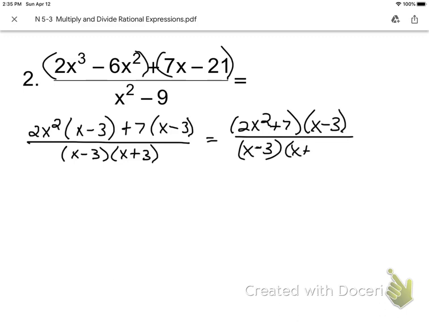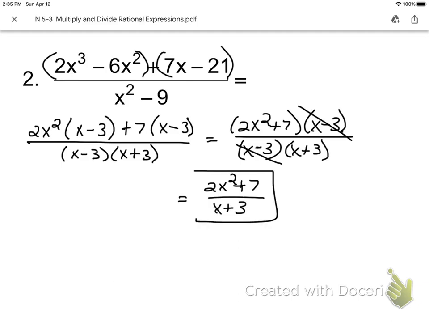x plus 3. And of course, what matches exactly? The identical factors are the 2 that are x minus 3. I can't factor anything else anymore, and so your final answer is 2x squared plus 7 over x plus 3. And that's as much as you can do.